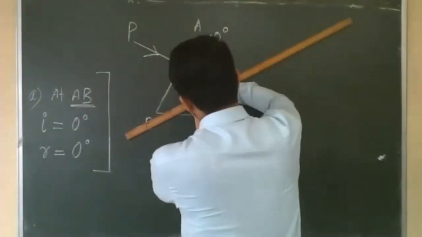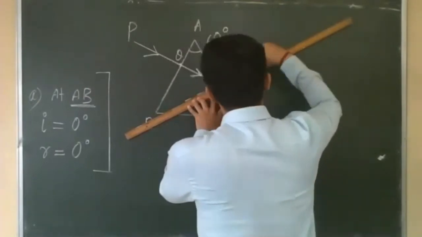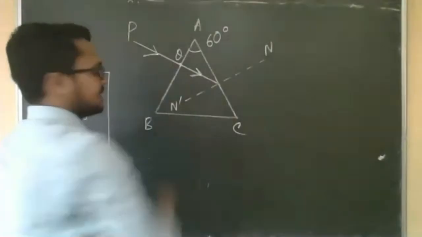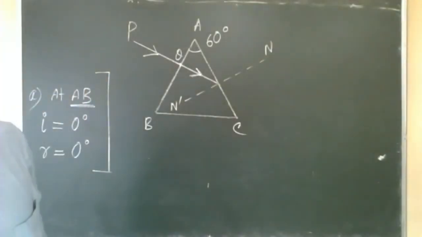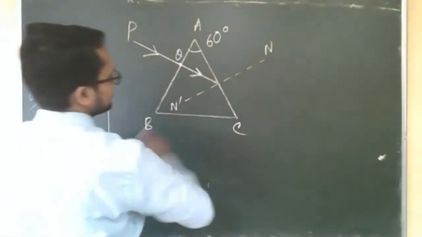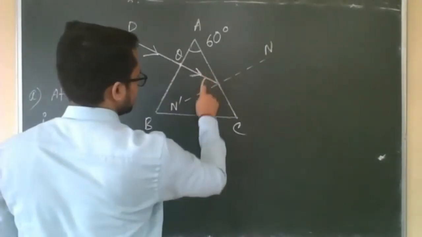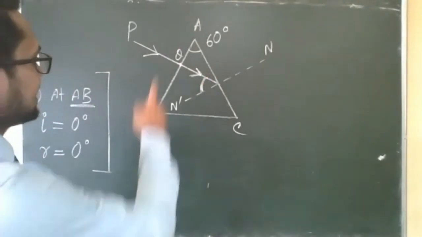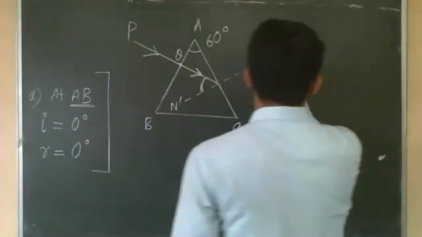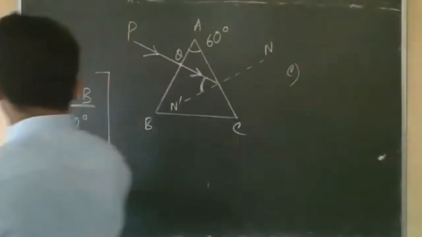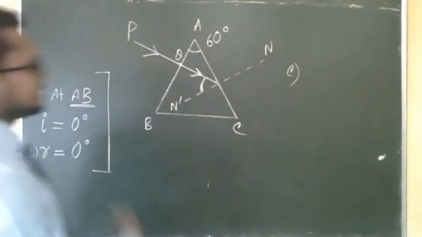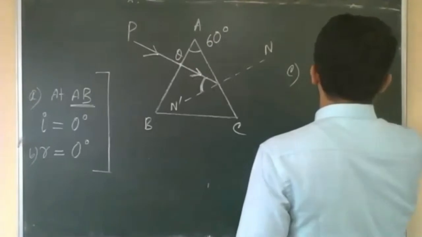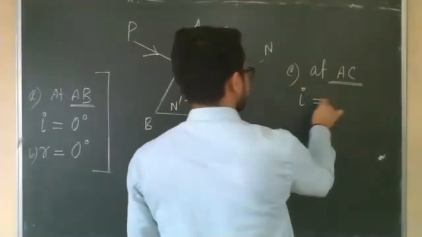We have to find the incident angle at the second face. Incident angle means this one, right, with the normal. So what is the incident angle at the second face? This is question number B, and this is question number C: what is the incident angle at AC?